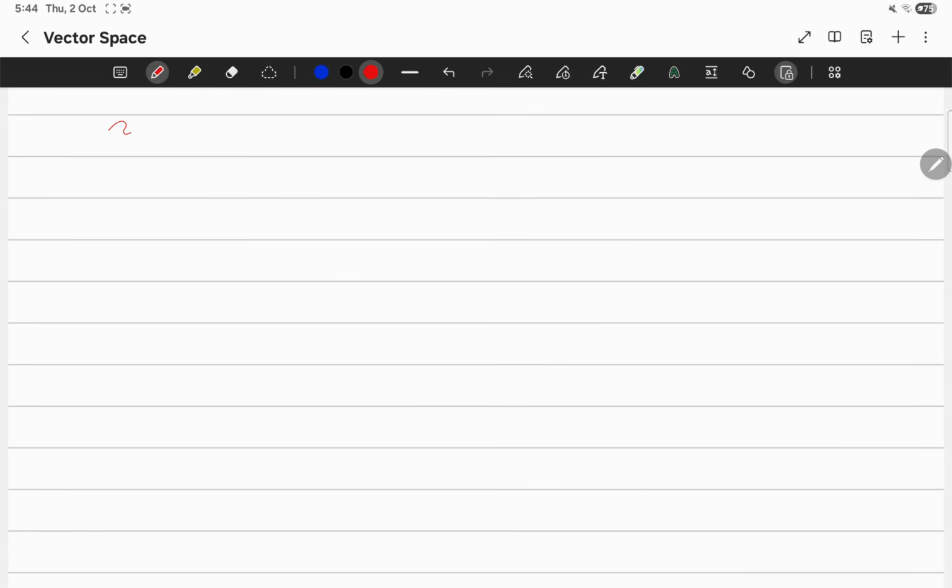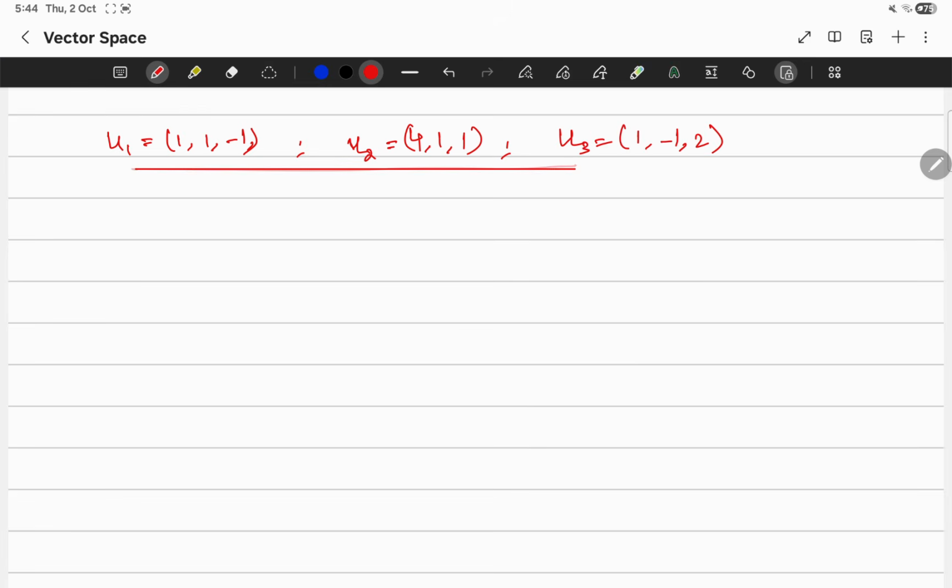Just do this homework. You are given the vector u1 equal to (1,1,-1). Your other vector u2 will be given as (4,1,1), and your u3 will be given as (1,-1,2), and check whether it makes a basis for R3 or not. So you have a transformation from R3 to R2 such that T(u1) is equal to (1,0), T(u2) is giving you (0,1), and T(u3) is giving you (1,1).